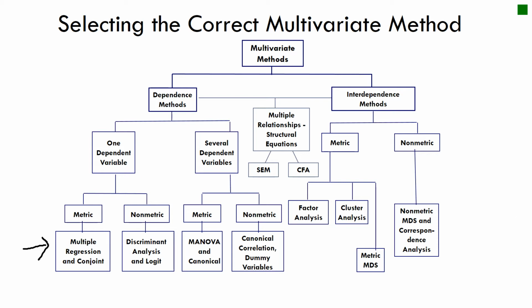The structure of this particular graph shows that we basically split the techniques between dependence models and independence models, and that would relate to how the variables function with each other. So if some variables rely on another set of variables, then those would be dependence models. However, if we're looking for interdependence or relationships between variables, they'd be interdependence methods.